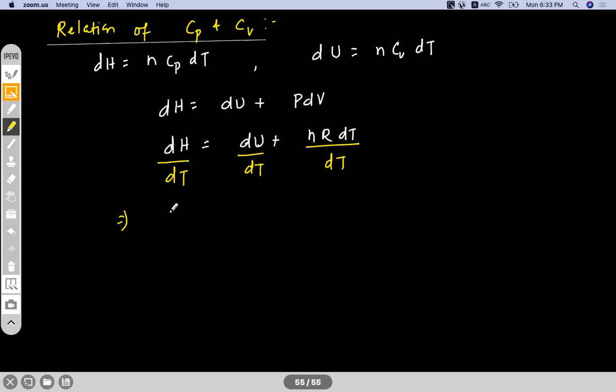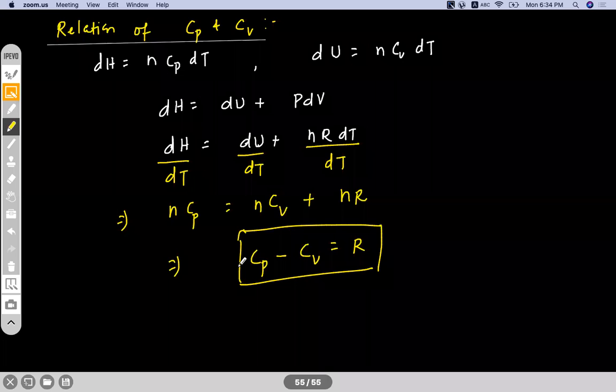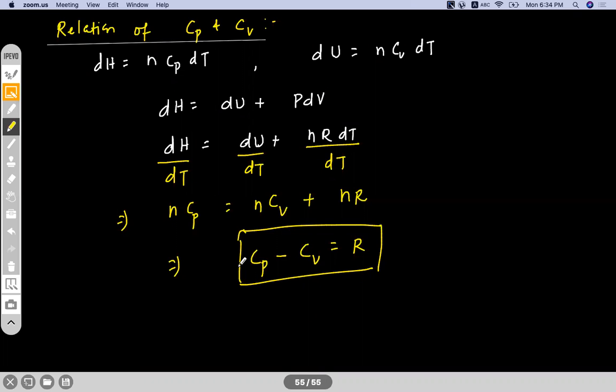So DH by dT is nothing but what? nCP. This expression you see. DU by dT is nCV plus nR. So what we get here? CP minus CV is equals to R. This is the relation of CP and CV we have. Correct. CP minus CV is equals to R. Remember, this is molar specific heat capacity. Okay. Molar specific heat capacity is this.